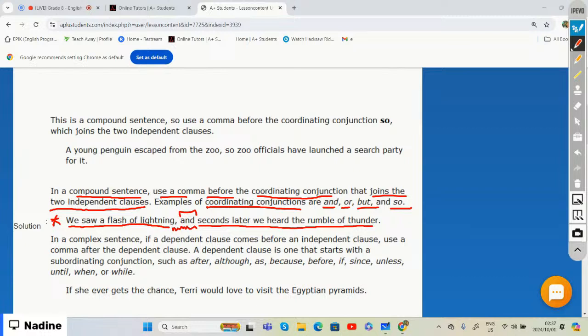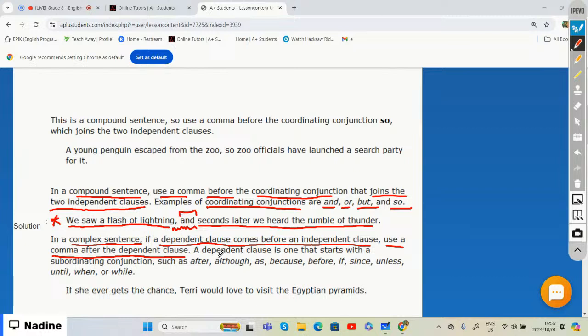Then we have a complex sentence. And in a complex sentence, if a dependent clause comes before an independent clause, we use a comma after the dependent clause. So if the dependent clause comes before an independent clause, then we use a comma after the dependent clause.